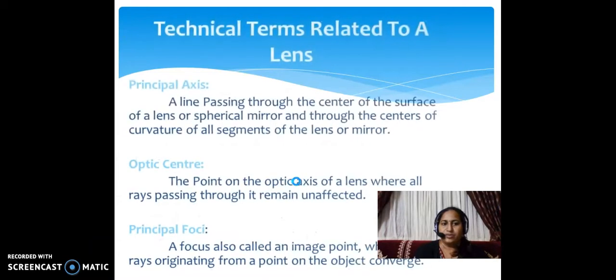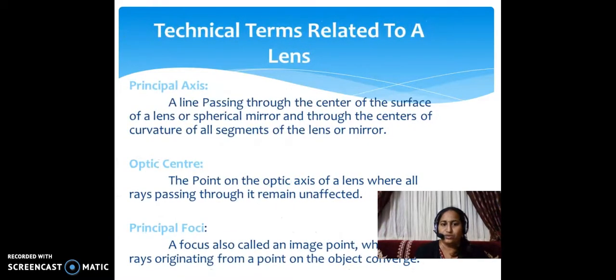And the principal axis is the line passing through the center of the lens or a spherical mirror, and the optic center is the point on the optic axis of the lens, and the principal focus is the point where the image gets focused. So both the concave and the convex lens get their image focused at the focal point, and we call that the principal focus.